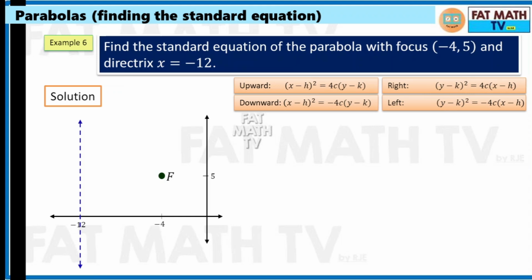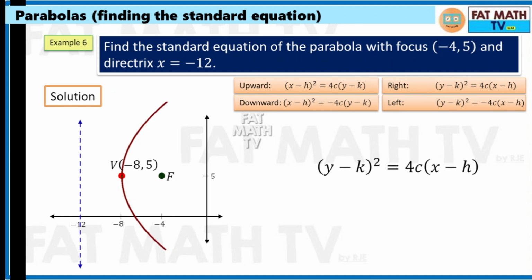And then same, the vertex is the point midway between the directrix and the focus. So that's the point midway between negative 12 and negative 4. So you just average. Negative 12 plus negative 4 is negative 16, divided by 2 is negative 8. So the vertex is at negative 8, 5. So if that's the position of the directrix, vertex, and focus, the parabola opens to the right.